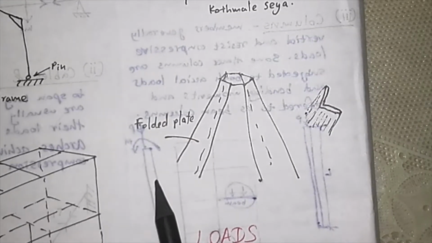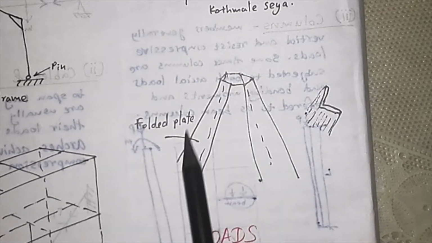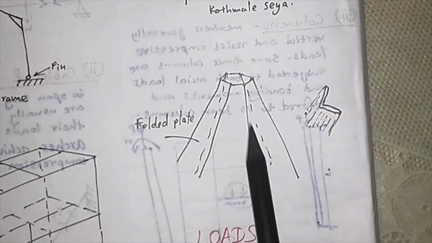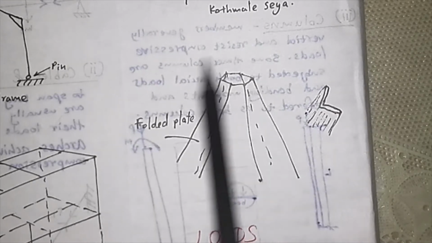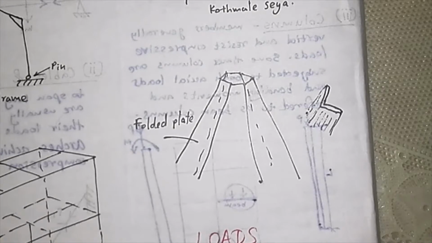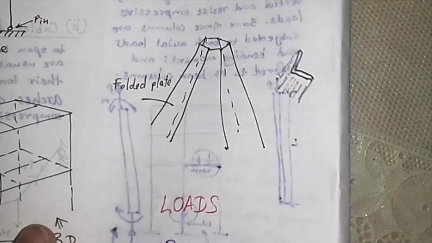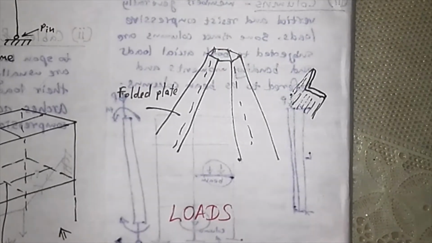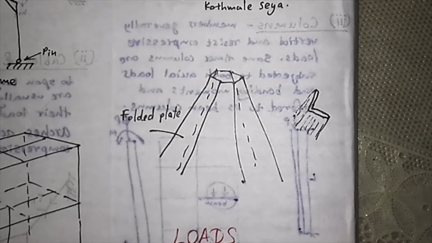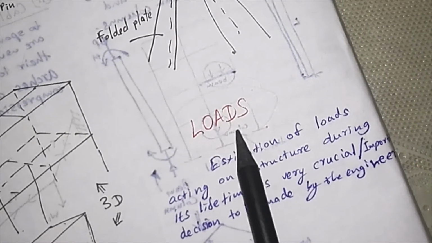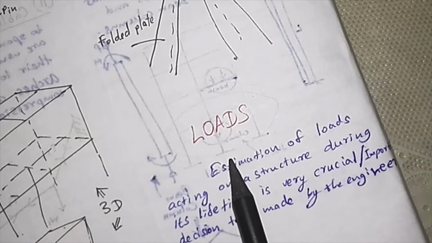And you can have folded plates like this. They are folded plates. So these are some kind of special structural elements. We can meet in our next video again, and in that video we will talk about loads, types of loads, and how we are going to take them and everything.